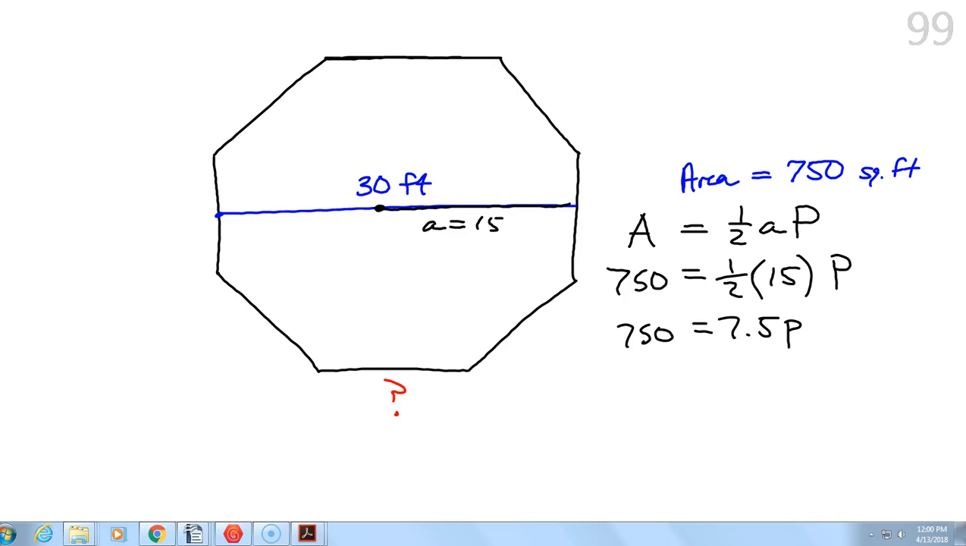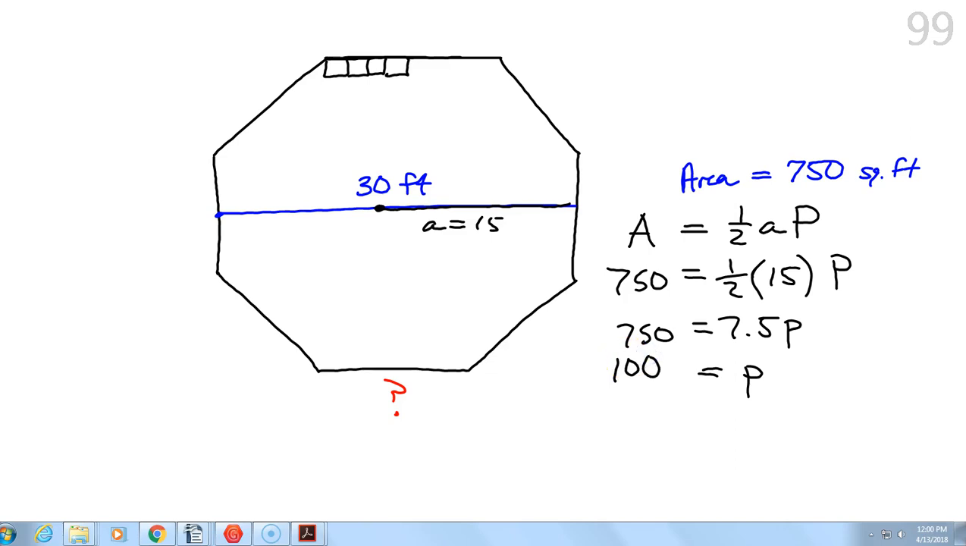Why 8? Well, but 750 means there's 750 one by one. Like if I had a tile from Home Depot and I wanted to make the thing out of tile on the floor, I'd have 750 tiles on the floor. So I don't think it has anything to do with the sides. So I divide it out and I get 100.